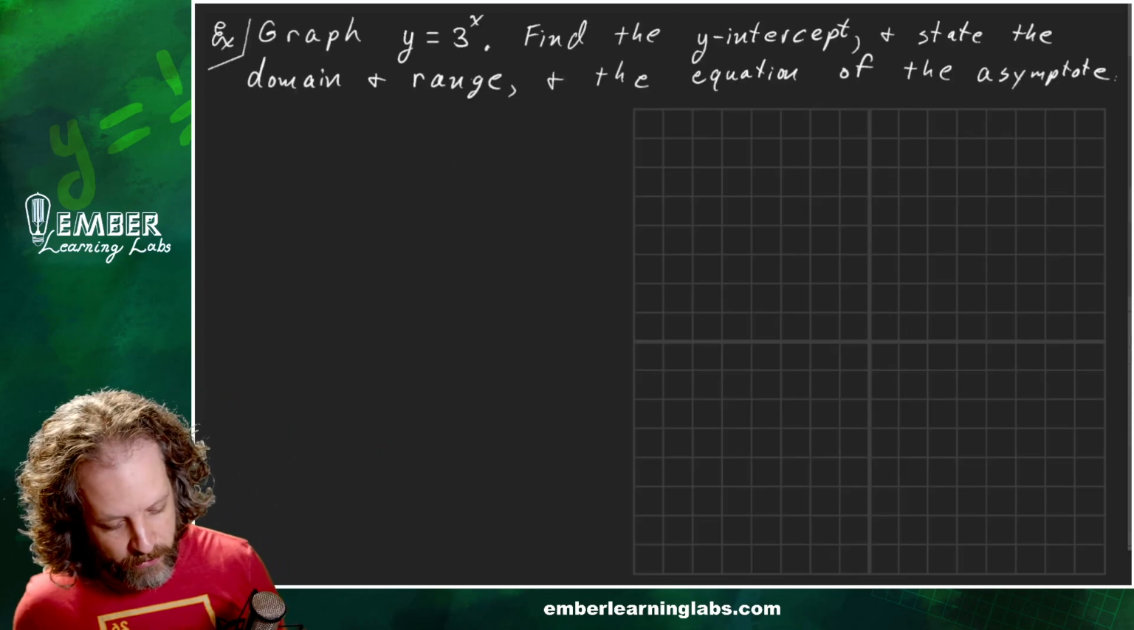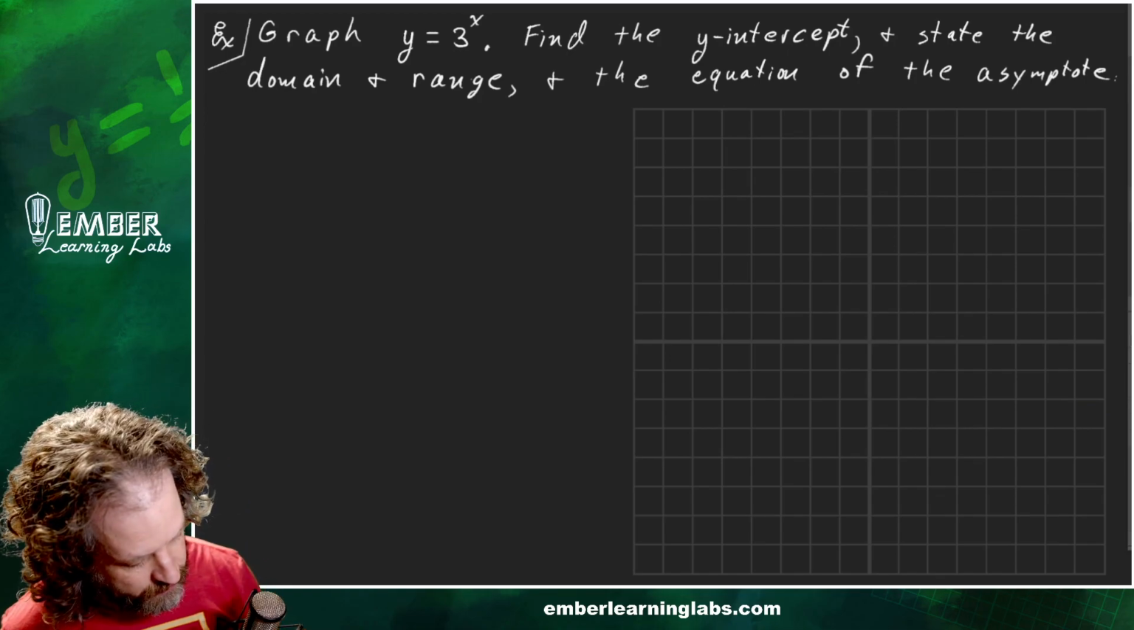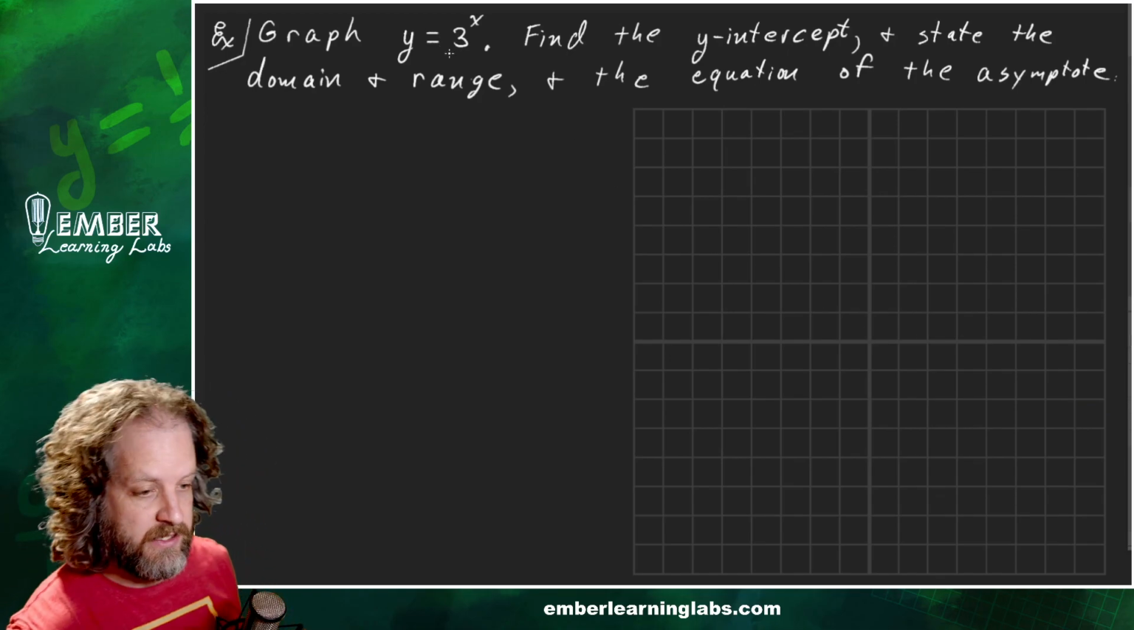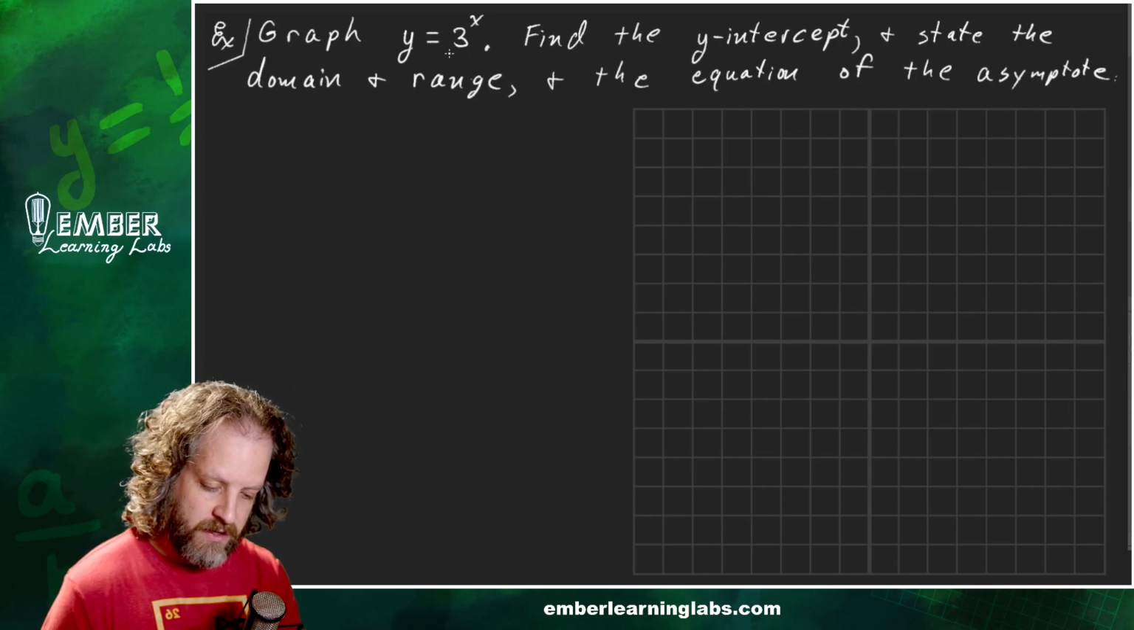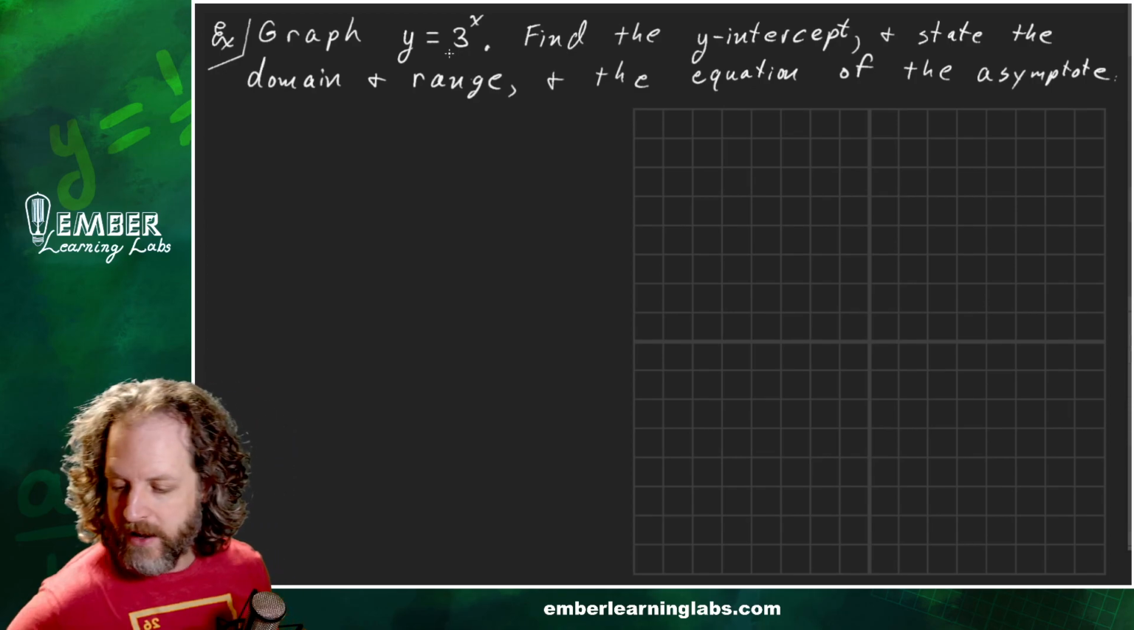So here we go. We're going to graph y equals 3 to the x. All right, and turn off notification sounds. Fix it right now. Here we go. Fixed. Done. All right, there we go.